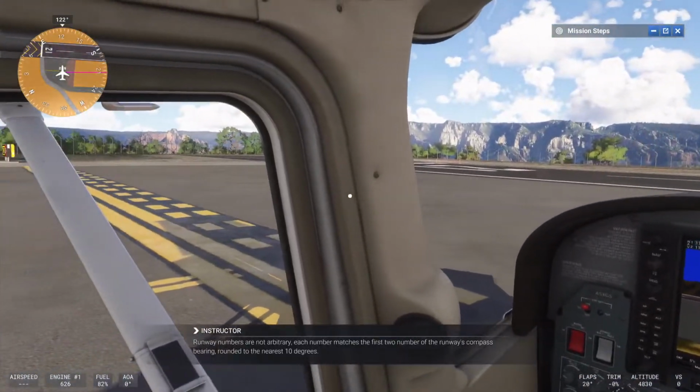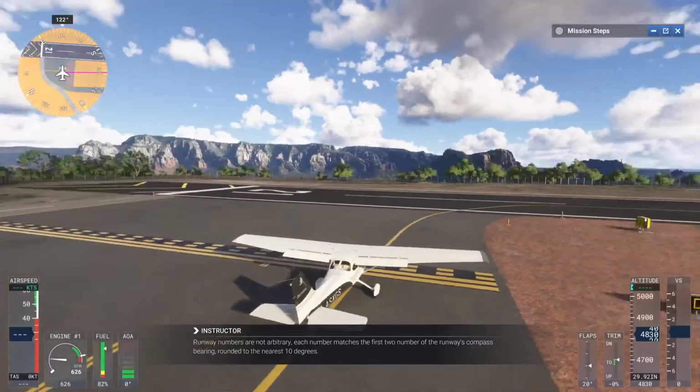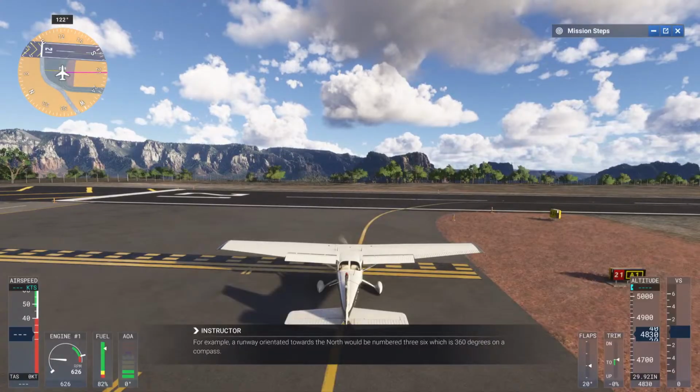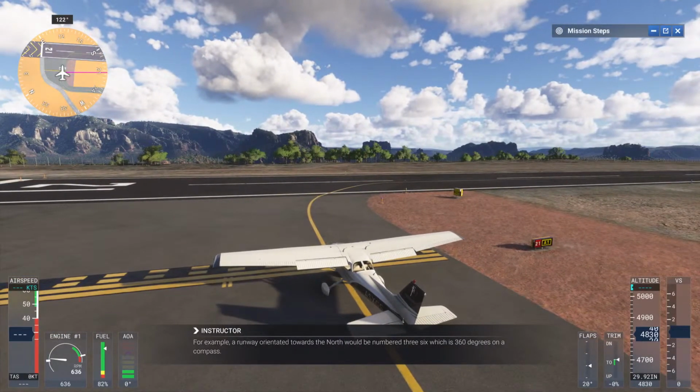Runway numbers are not arbitrary. Each number matches the first two numbers of the runway's compass bearing, rounded to the nearest 10 degrees. For example, a runway orientated towards the north would be number 36, which is 360 degrees on a compass.